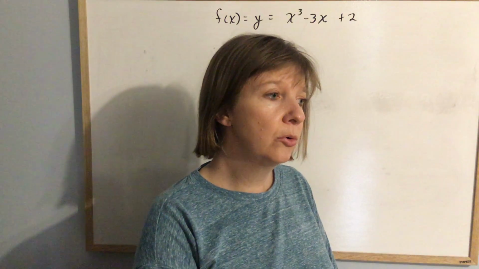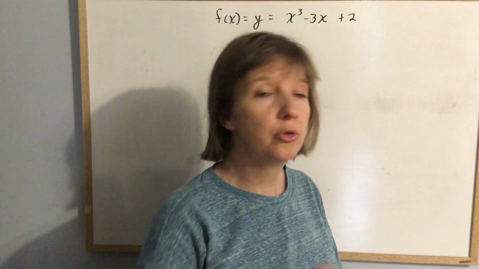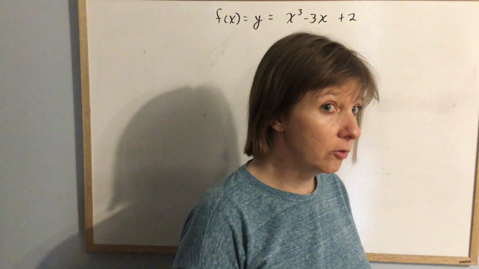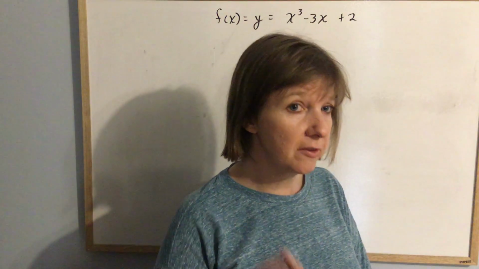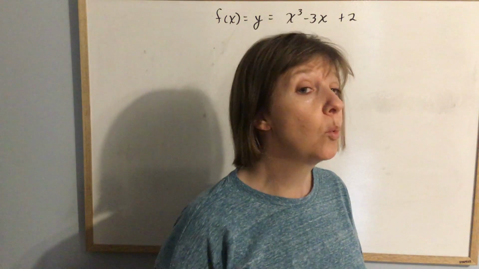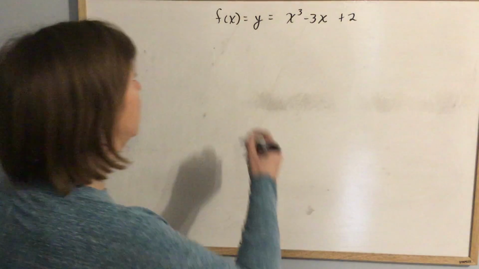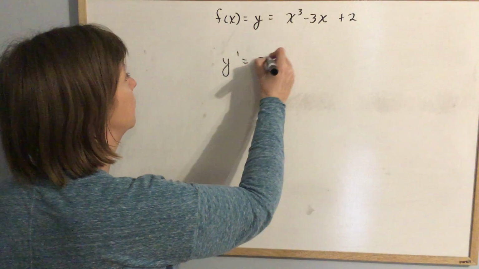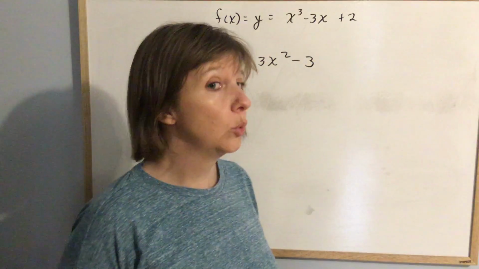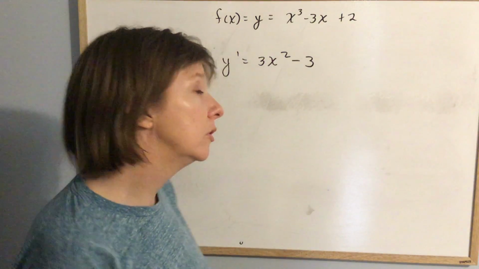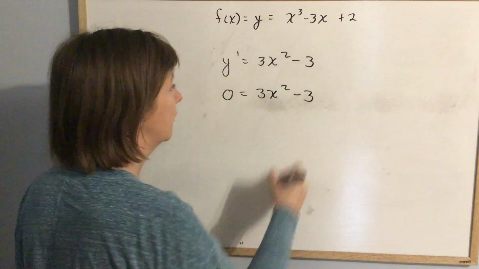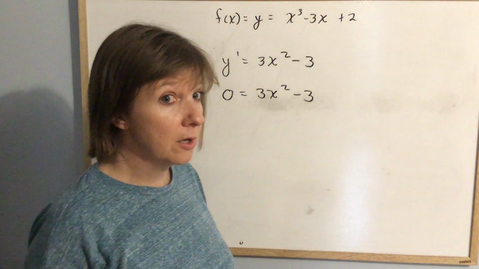If you are struggling with section 6.1, again, this is what we do. These are the steps every single time to figure out if something is increasing or decreasing. Step number 1, find the derivative. The derivative would be 3x squared minus 3. Step 2, make the derivative equal to 0. So 0 is equal to 3x squared minus 3. Step 3, solve.